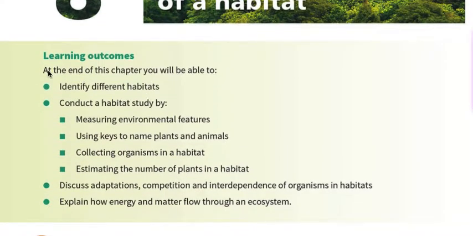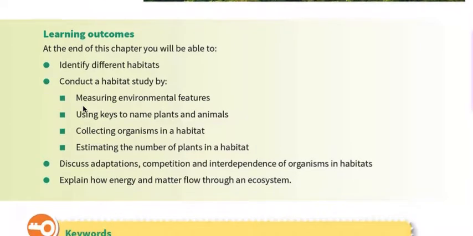The main things that we need to know from this section is that we can identify different habitats, and then that we can conduct a habitat study by measuring environmental features, using keys to name plants and animals, collecting organisms in a habitat, how we go about doing that, what equipment that we'd need to use, and then finally, how do we estimate the number of plants in a habitat?